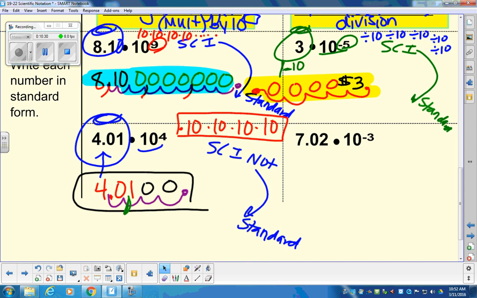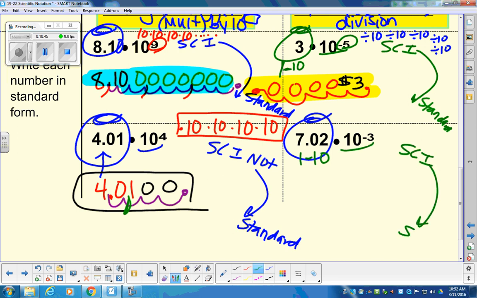As I continue to solve, we have 7.02 multiplied by 10 to the negative third. This is $7.02 in the bank. We're multiplying by 10 to the negative third. Keep in mind that this is scientific notation, because we're doing 1 to 10 multiplied by a power of 10. We're going to convert to standard form again, which is the answer to this.